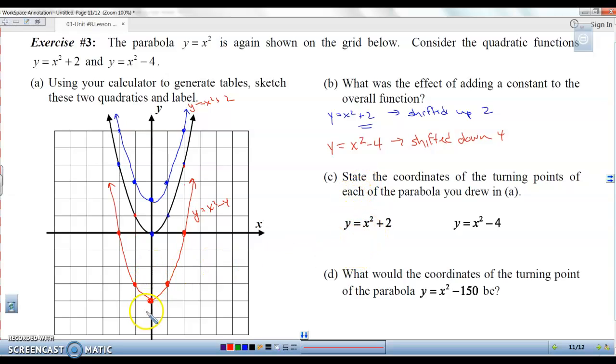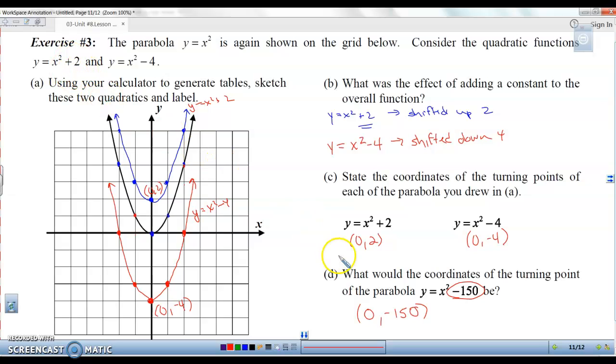x squared plus 2's turning point is at 0, 2. x squared minus 4's turning point is at 0, -4. So can you see where the turning point is going to come from on this? If we have x squared minus 150 right here, what's your turning point going to be? Well, your x value is going to be 0. We're going to shift down 150. So if you have anything attached to the x squared out here, that's the k value. That's going to tell you how to shift. So this is going to be 0, -150 will be this shift. So if it's outside the parentheses, there's nothing on the x squared here in parentheses.